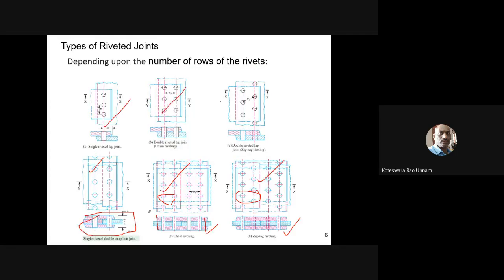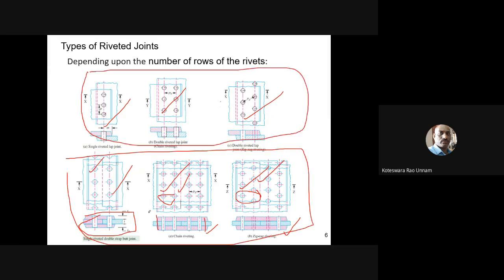There is single row, double row, single row, double row, double row. Again, this is chain riveting, and the bottom three are the butt joints and the top three are the lap joints. In the bottom three, you can see that one is single row, and these two are double row butt joints. In the first one, we are using chain riveting. In this case, zigzag riveting is used.